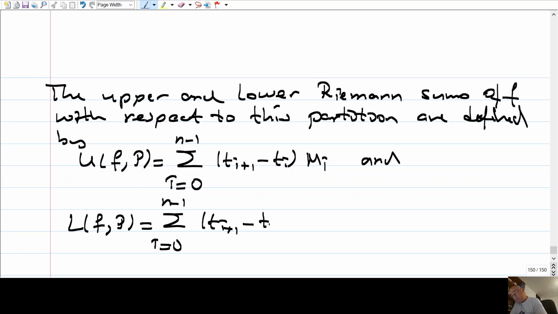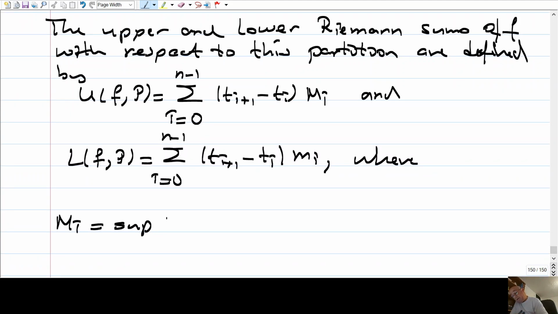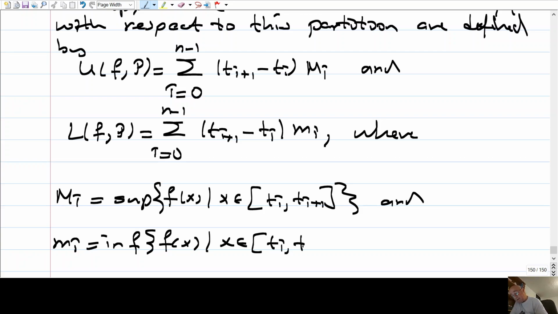You have seen this in the first year calculus course. What are these little mi and big Mi? This Mi is just the supremum of f of x, for x in [Ti, Ti plus 1]. And this supremum exists because we chose f to be a bounded function. Little mi is the infimum of f of x, as x is in [Ti, Ti plus 1], for i from 0 up to n minus 1.